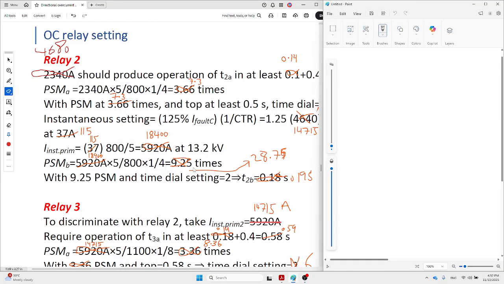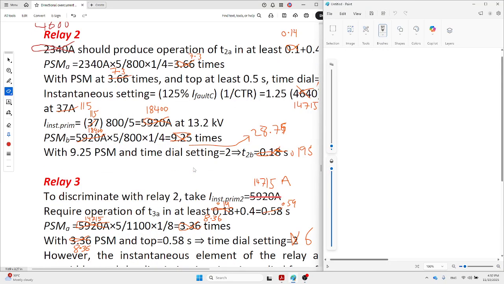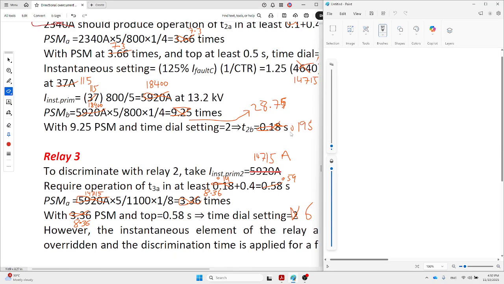Okay, student, let's finalize this example to speed up your lab 2. For relay 3, as the relay 2 operation time is 0.1, discrimination time must be added to 0.19. Operation time for relay 3 as a backup is 0.19 plus discrimination time, which is 0.59, correct?